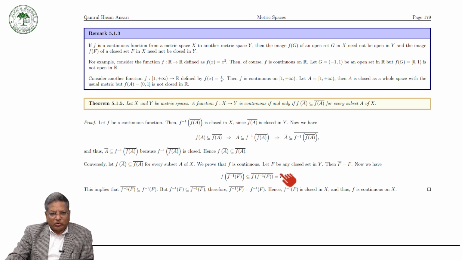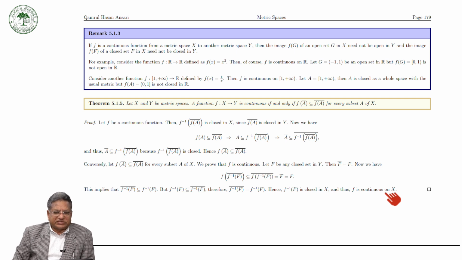But because F is closed, this is equal to F. Then we operate F inverse on both sides, and we will see that this is a subset of F inverse of F bar. But F inverse F is always a subset of the closure of F inverse F. Therefore, the closure of F inverse F is equal to F inverse F. Hence, F inverse F is a closed set in X, and therefore F is continuous on X.